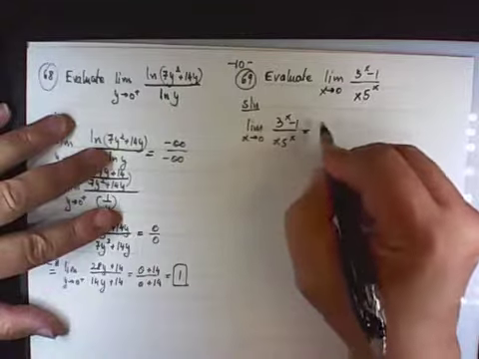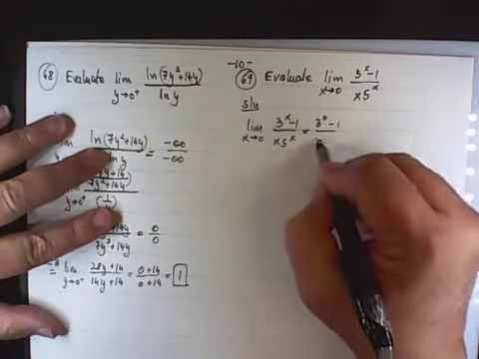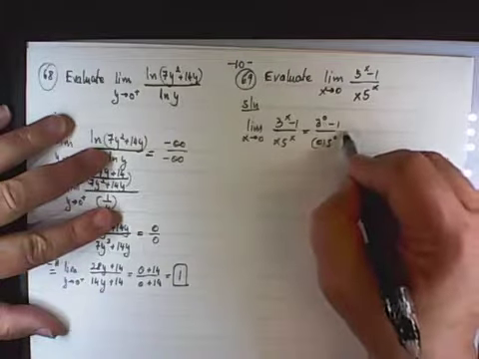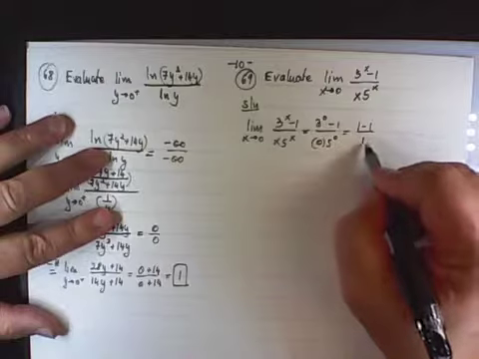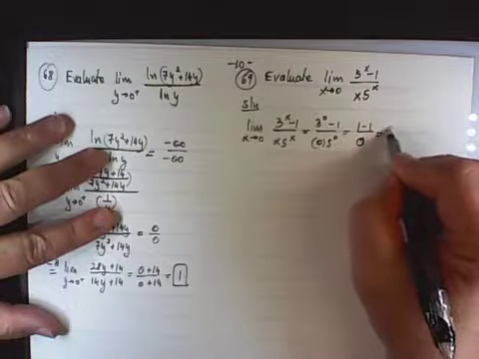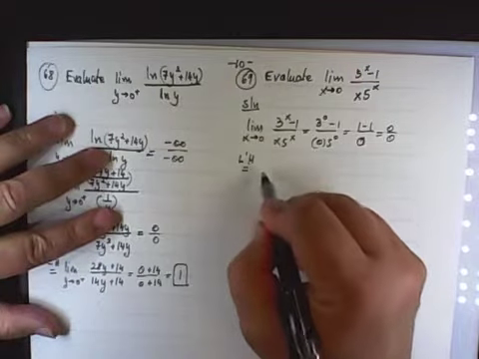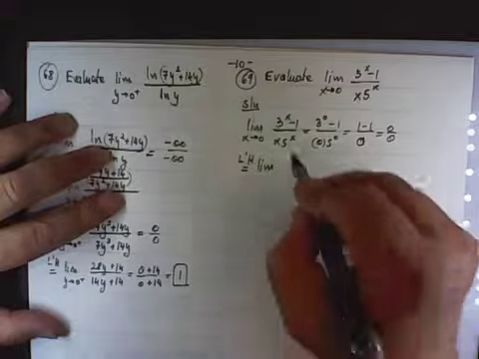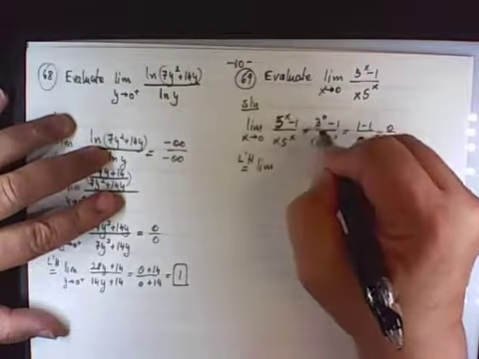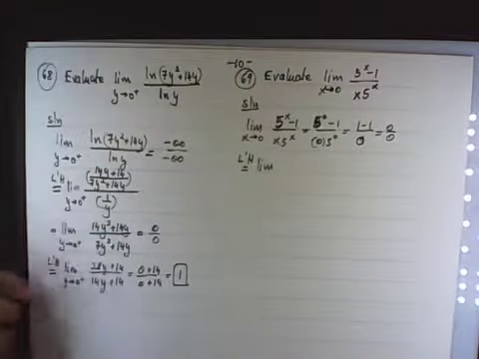Well, let's see. We have 3 to the power of 0 minus 1 divided by 0 times 5 to the power of 0. So we have 1 minus 1 divided by 1 times 0, 0 over 0. So we can do L'Hopital here. Make sure you change that 3 with a 5. I don't know why I wrote 3 here. Okay.